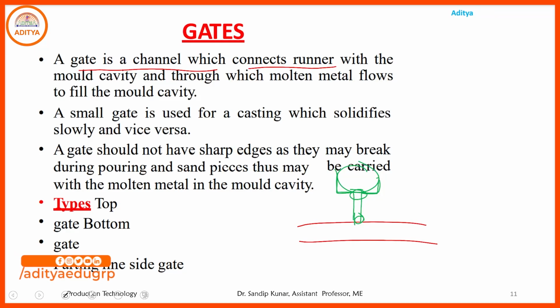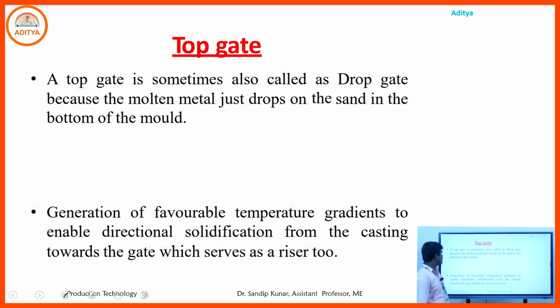What are the different types of gate? Top gate, bottom gate and parting line gate. Those are the three main gates. In the case of the top gate, it is sometimes also called a drop gate, because the molten metal just drops on the sand at the bottom of the mold. Through the top gate, the molten metal drops down to the lower portion of the mold cavity.